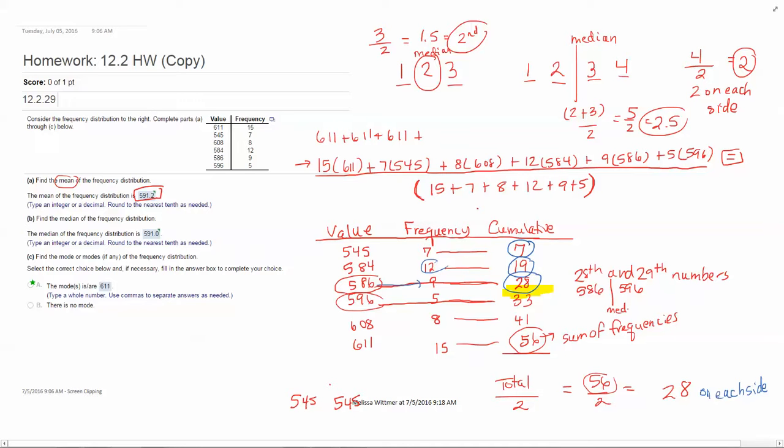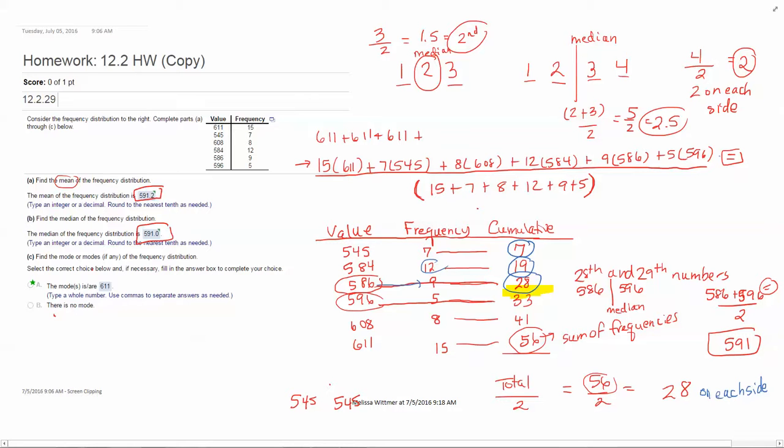So my median is between the 586 and the 596. So to calculate the median, you're going to have to average those. Add them up, and divide by 2. And make sure you press equals before you do division. That's going to give you 591 as the median.